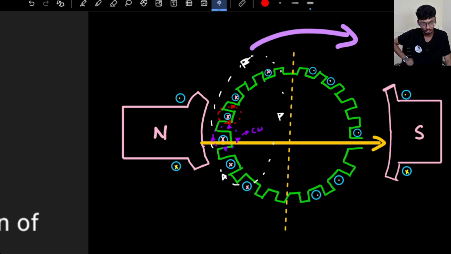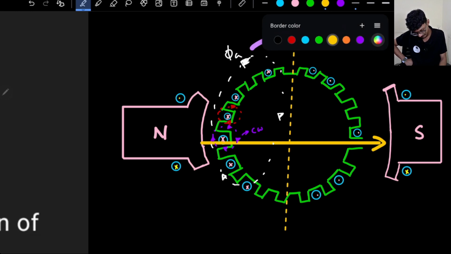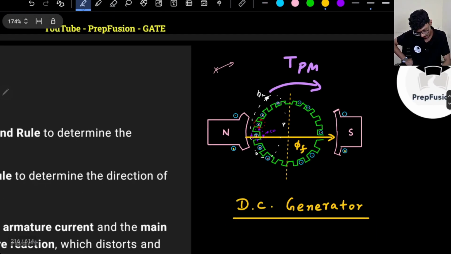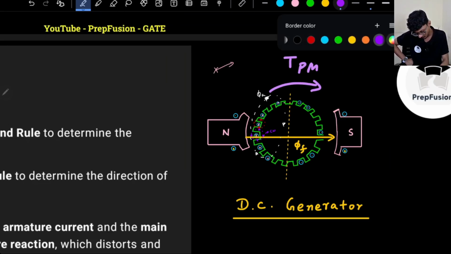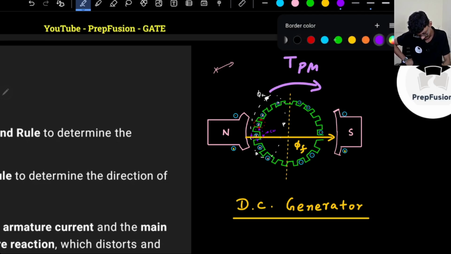Don't worry, we will come back to this later on. So the basic crux is, let's say this is the magnetic field of the armature, and this is the field flux. So what I can say is the overall flux of the whole combination.